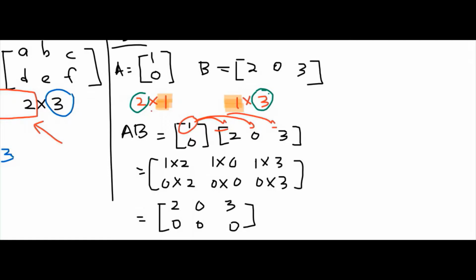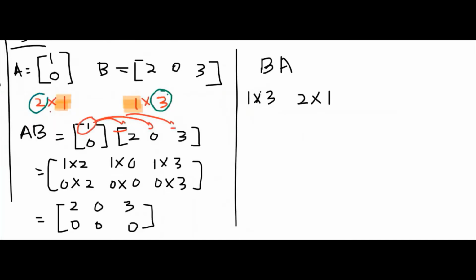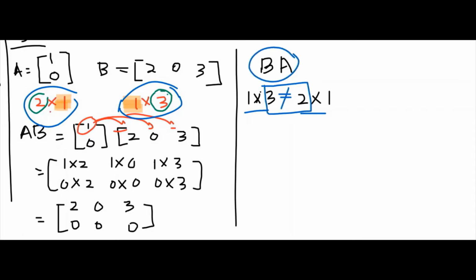What if it is the other way round? What if I want to find matrix B multiplied by matrix A? Is it possible? If you look back, matrix B is 1 by 3, and matrix A is 2 by 1. You put back the sizes here, and unfortunately the 3 is not equal to 2, so the multiplication of BA cannot be done.